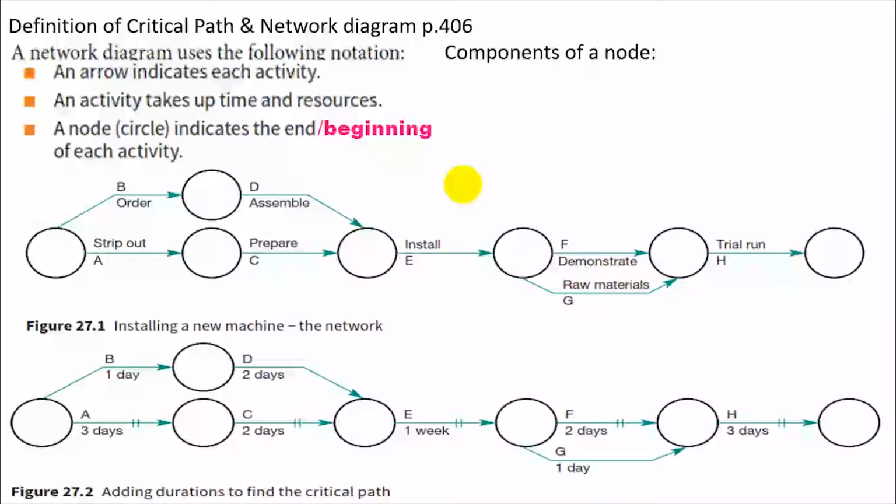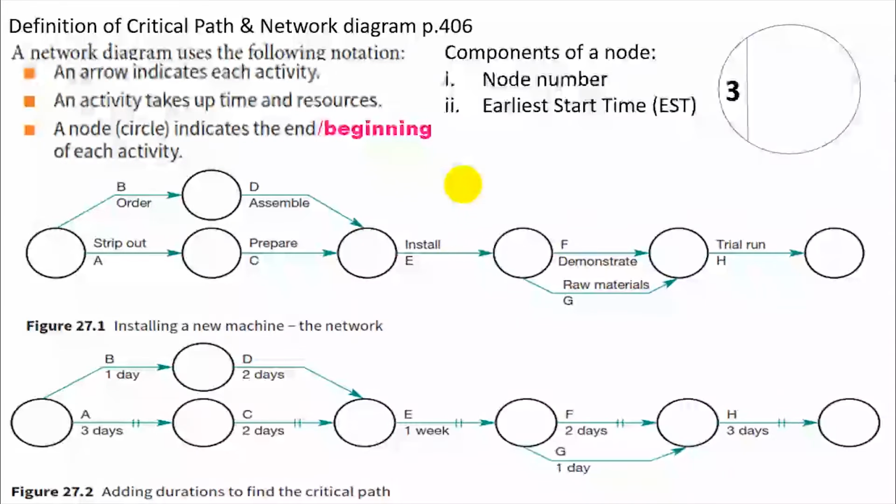Before that, let's talk about the components of a node. A node is a circle, and we have a node number, the earliest start time, EST, on the top, and then the latest finish time, LFT, on the bottom.